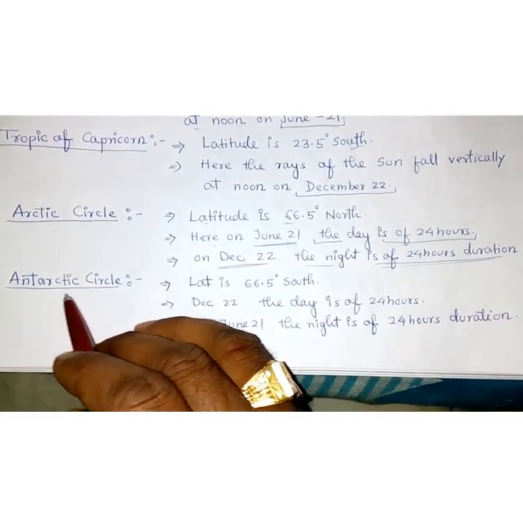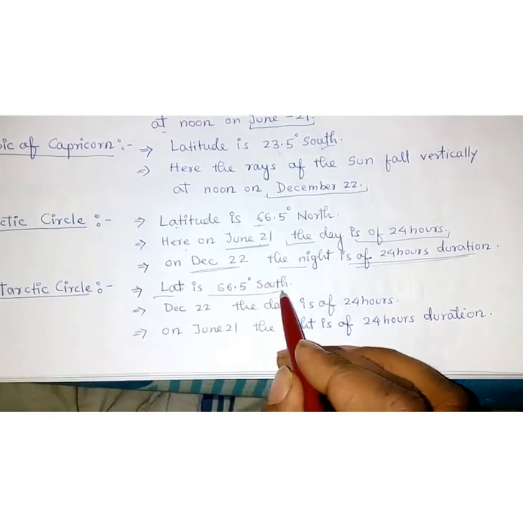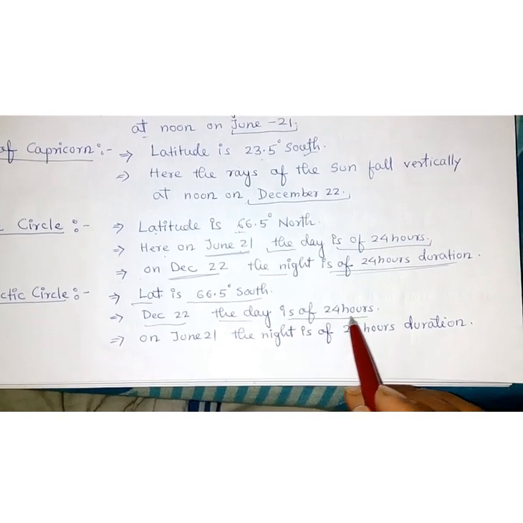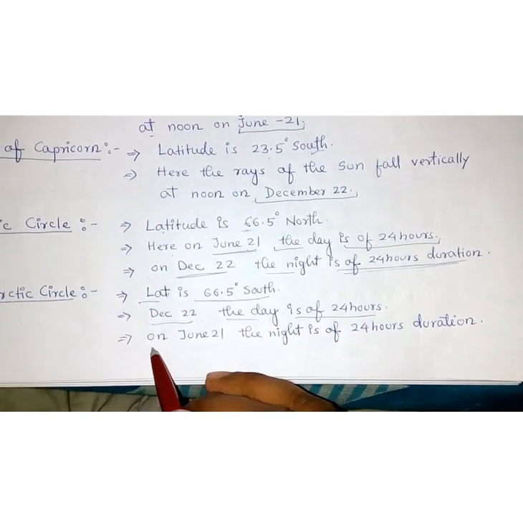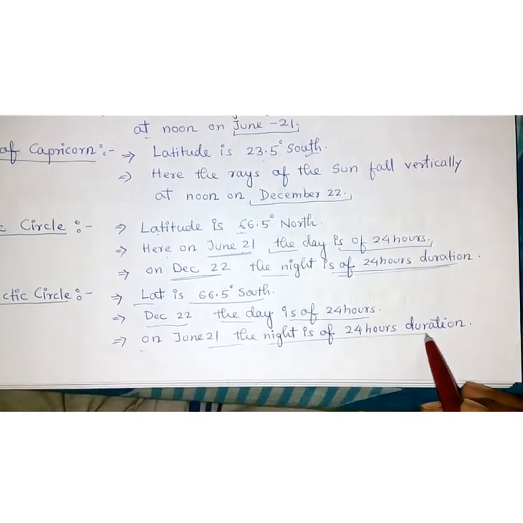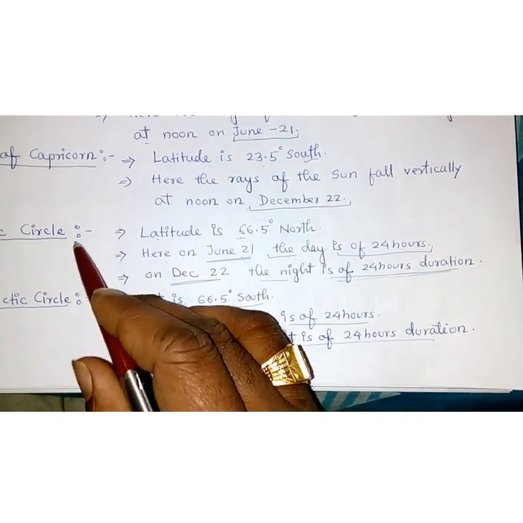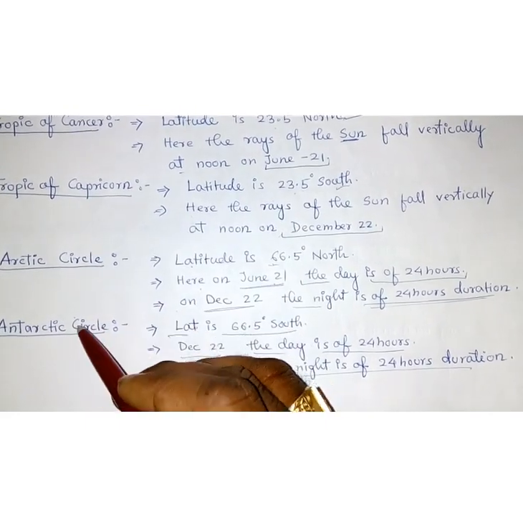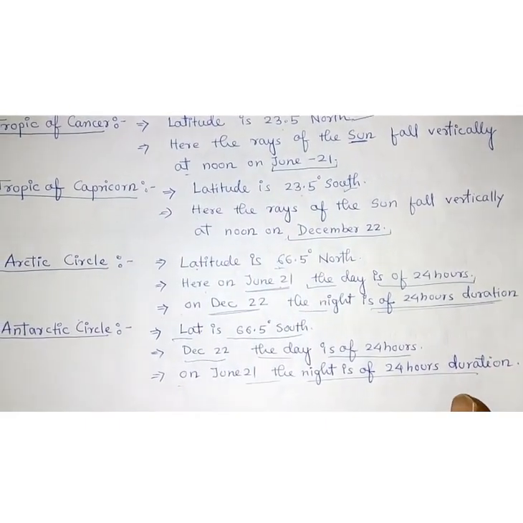Next one is the Antarctic Circle. Latitude is 66.5 degrees south, and on December 22, the day is of 24 hours, and on June 21, the night is of 24 hours duration. So this is the basic difference between the Arctic Circle and the Antarctic Circle. Let's talk about the next one.